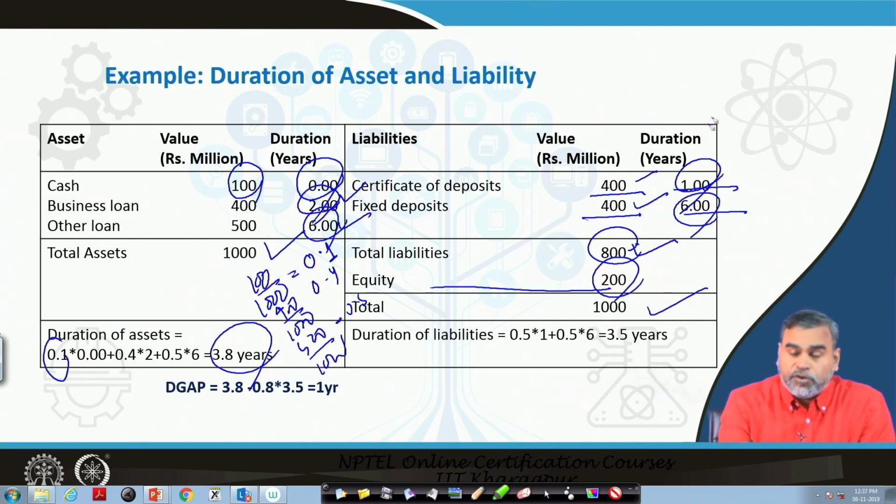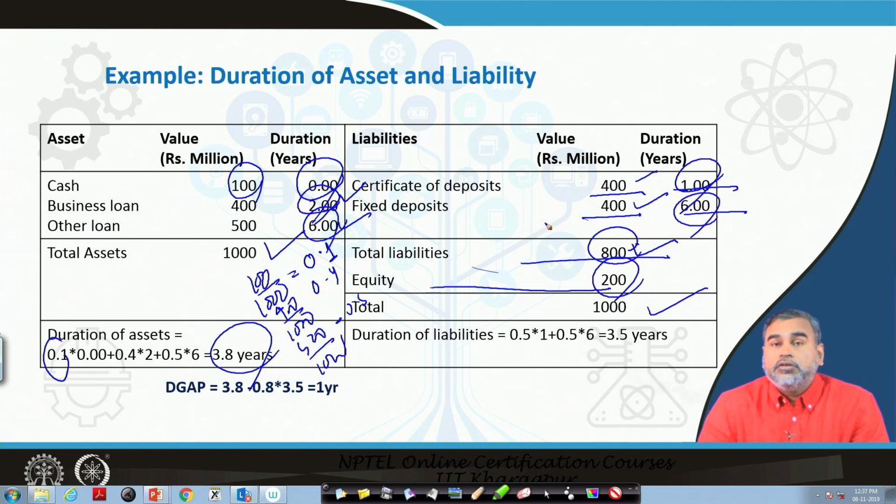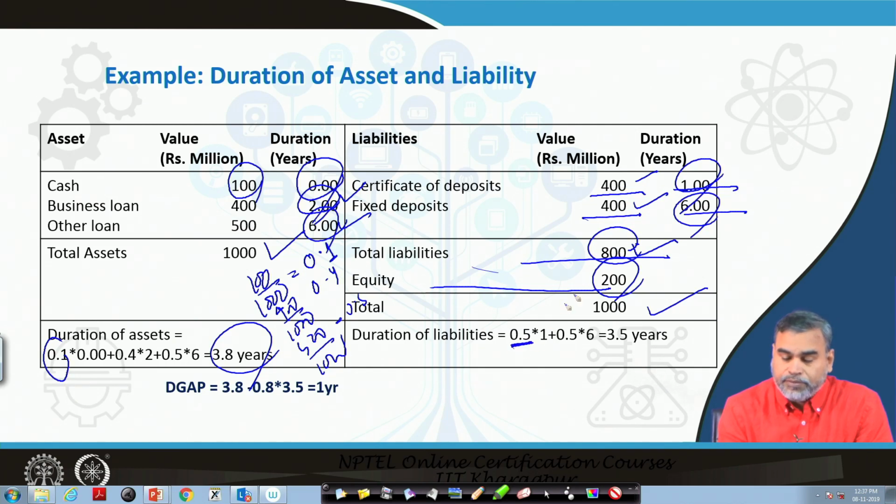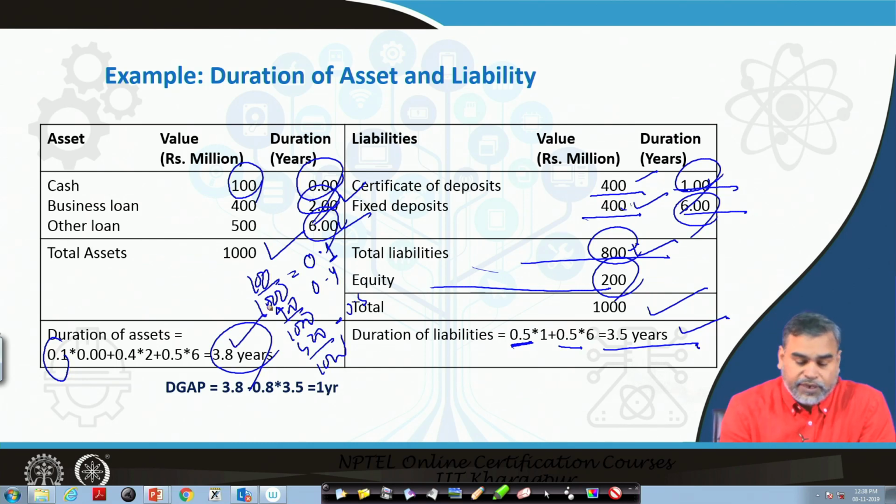So, this particular proportion has to be made on the basis of the liabilities with respect to these other instruments, equity is not a part of that. Because of that our proportion is 400 by 800, that is 0.5, here it is 400 by 800, 0.5. Then your duration of the liabilities has become 3.5 years, 0.5 into 1, 0.5 into 6, that becomes 3.5 years. So, now your duration of assets becomes 3.8, your duration of liabilities becomes 3.5.